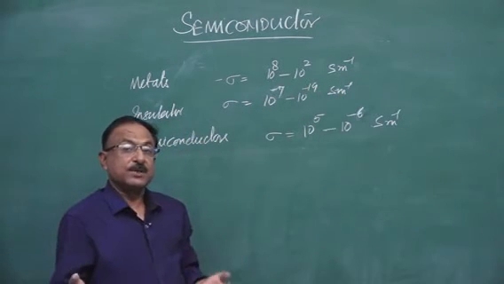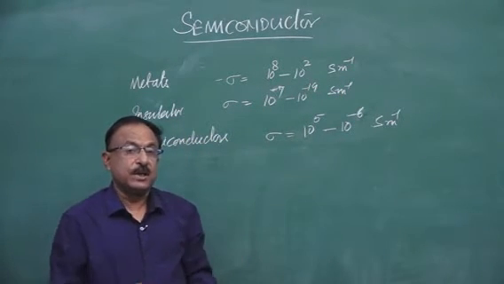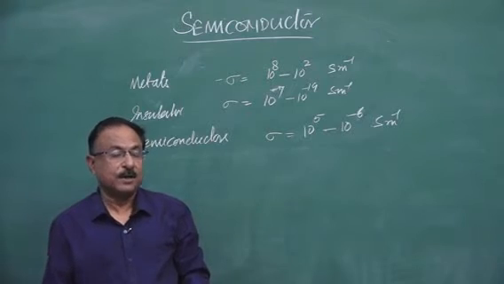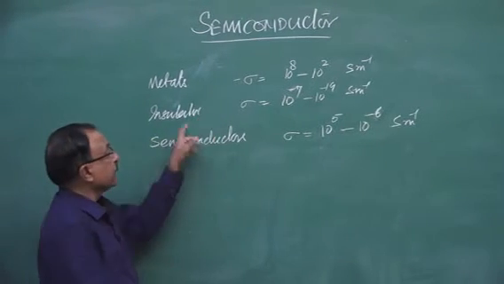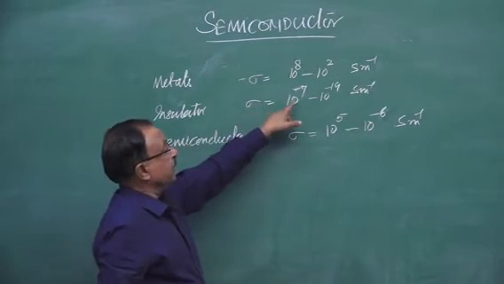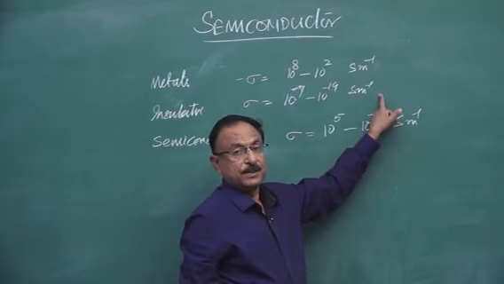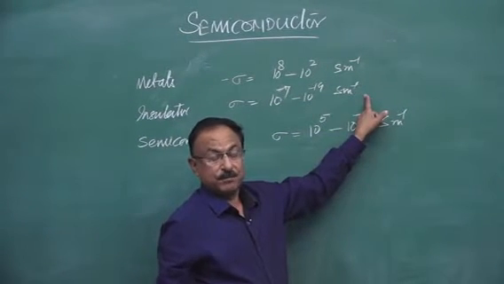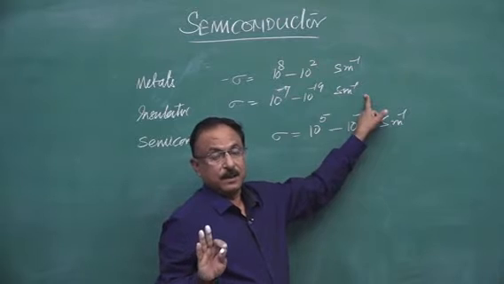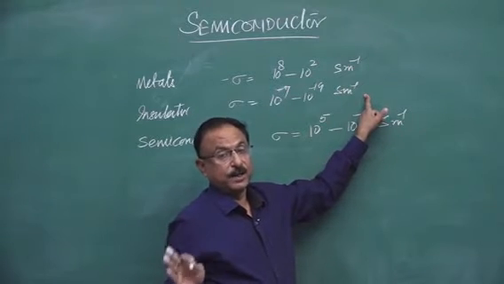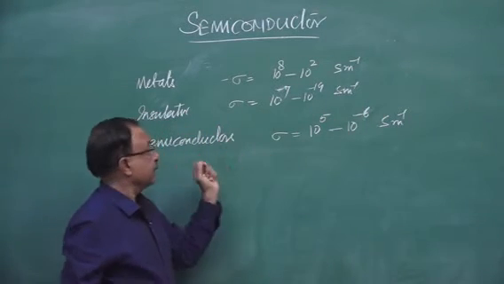There's another class of material which doesn't allow electricity to flow at all, we call it insulator. Insulators have conductivity 10 power minus 7 to 10 power minus 9 Siemens per meter. They are perfect insulators for the electric current.